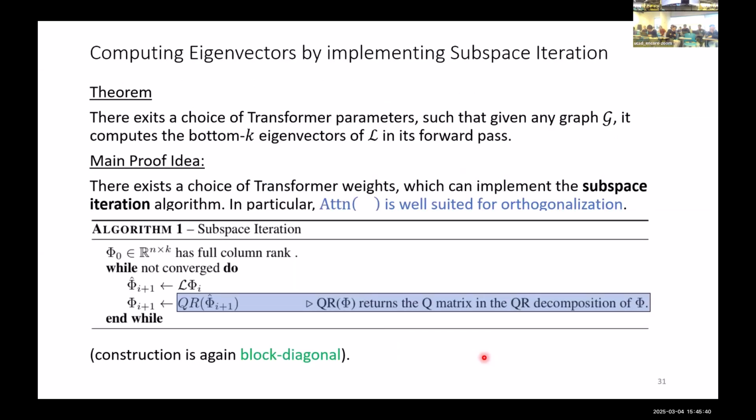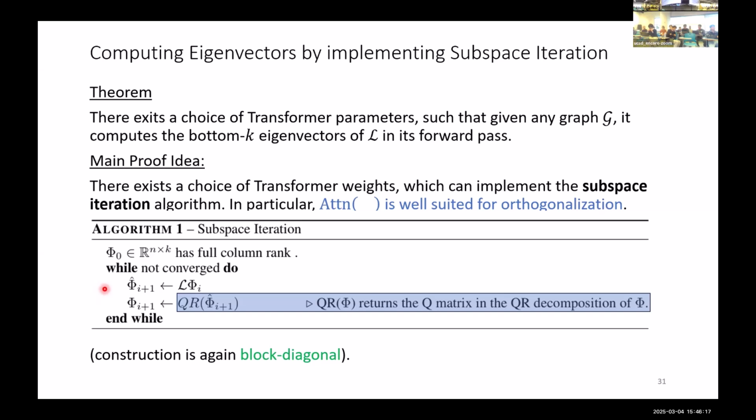Finally, I'll talk about this problem of computing eigenvectors. Again, the story is pretty similar. We show that there exists a choice of these linear transformer parameters such that given any graph G, it computes the bottom or top k eigenvectors of the Laplacian in its forward pass. The main proof idea is that the linear transformer that we set up is capable of implementing this subspace iteration algorithm, which consists of repeatedly doing two things, right?